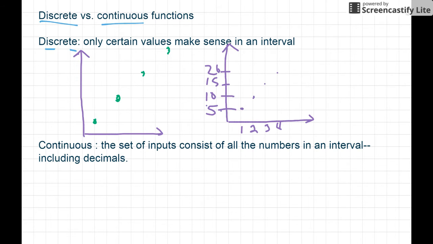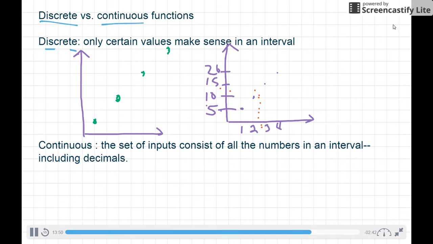There's no such thing as buying 2.5 movie tickets, so therefore we're not going to include, which would be right there, up to 2.5 and whatever that is, $12.50. It doesn't make any sense. So that's why we do not connect those dots. It's just individual tickets, and you can't buy like 2.5 or 3.5 tickets. It's not included. So that would be an example of why something would be discrete, because in the real world, it doesn't make sense to have 2.5 tickets, for example.